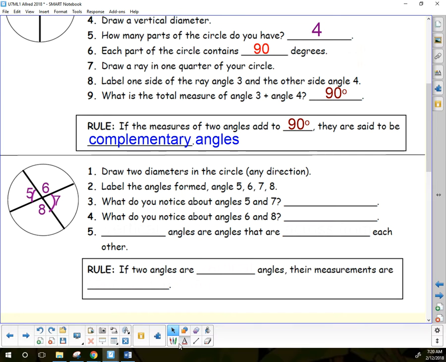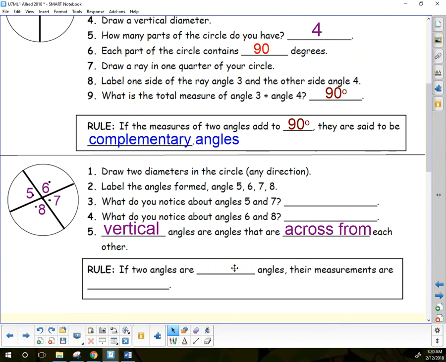Now look at angle 6 and angle 8. Tell Edpuzzle what you notice about them too. Those are called vertical angles. So angle 5 and angle 7 are called vertical angles. Those are angles that are across from each other. So angle 5 and angle 7, they are directly across from each other, across from this vertex. Angle 6 and angle 8 are also directly across from each other.